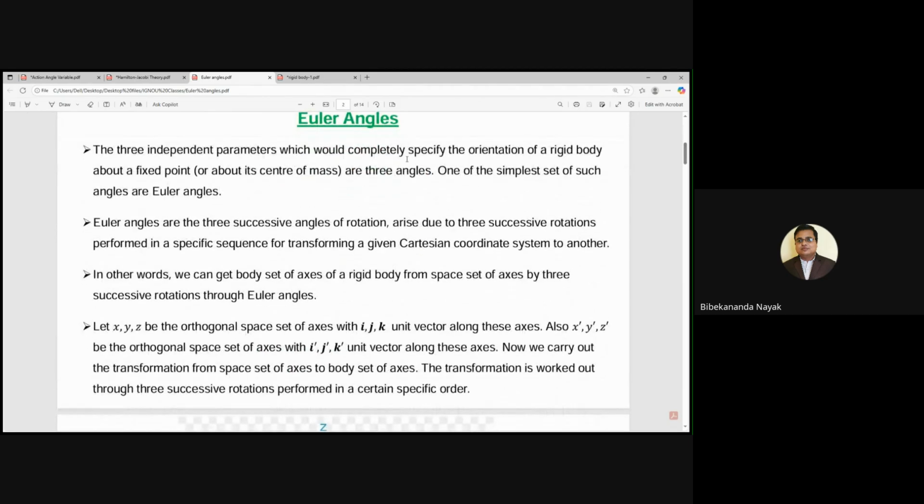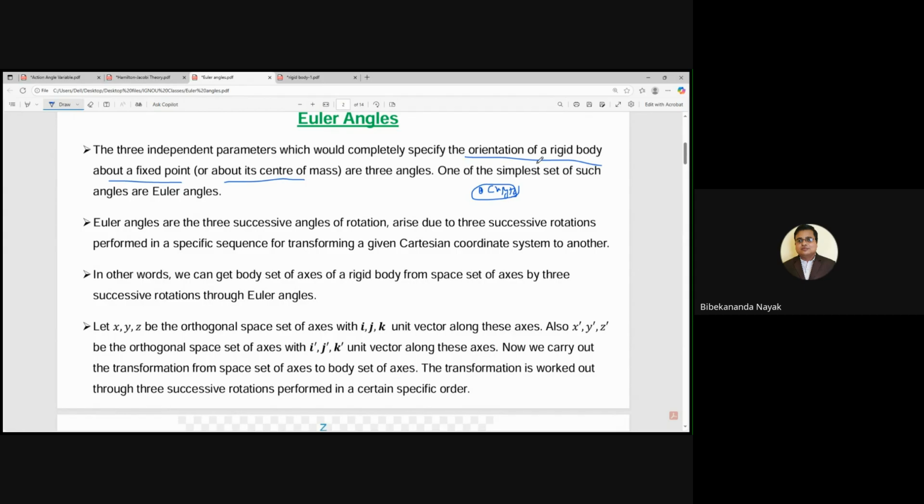Basically, the three independent parameters which would completely specify the orientation of a rigid body about a fixed point. We know it needs 6 coordinates. If one point is fixed, then x, y, z are fixed, so we know 3 coordinates by this. Only 3 coordinates are needed. So if in a rigid body one point is fixed, then we only need 3 coordinates. Generally, we take the fixed point at the center of mass, which is treated as the origin of the body set of axes.